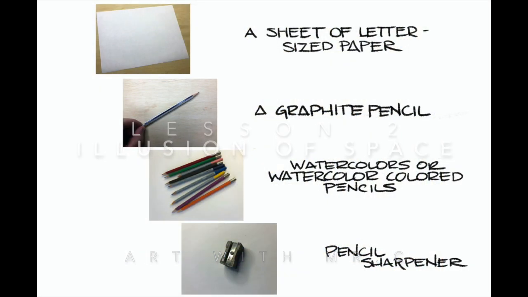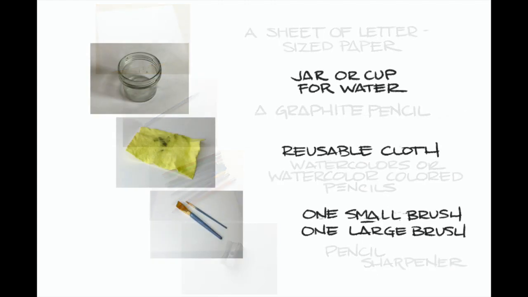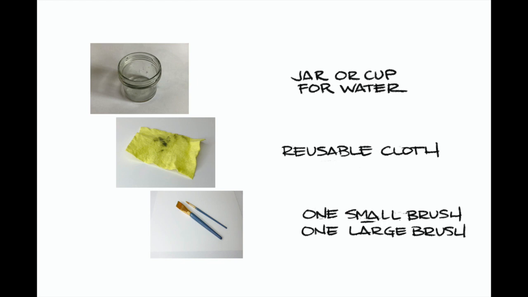C. Today's lesson materials are going to be a sheet of letter-sized paper, a graphite pencil, watercolors or watercolor colored pencils, a pencil sharpener, a jar or a cup that you can use for water, some sort of reusable cloth or rag instead of a paper towel, and then one large brush and one small brush suitable enough for watercolors.